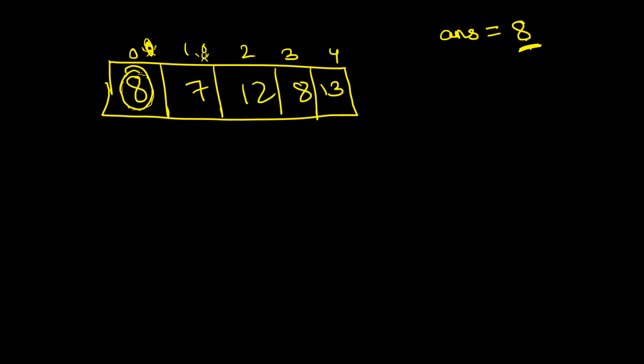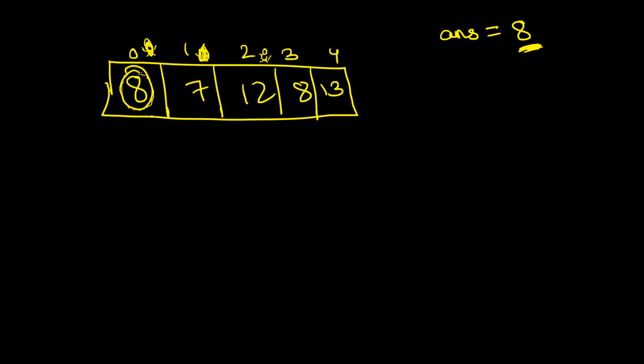Okay, till index 1, 8 is the maximum. Now I come to index 2. What is the element here? 12. Okay. The moment I see that 12 is greater than answer, that means 12 is greater than the maximum element that I had seen till now.